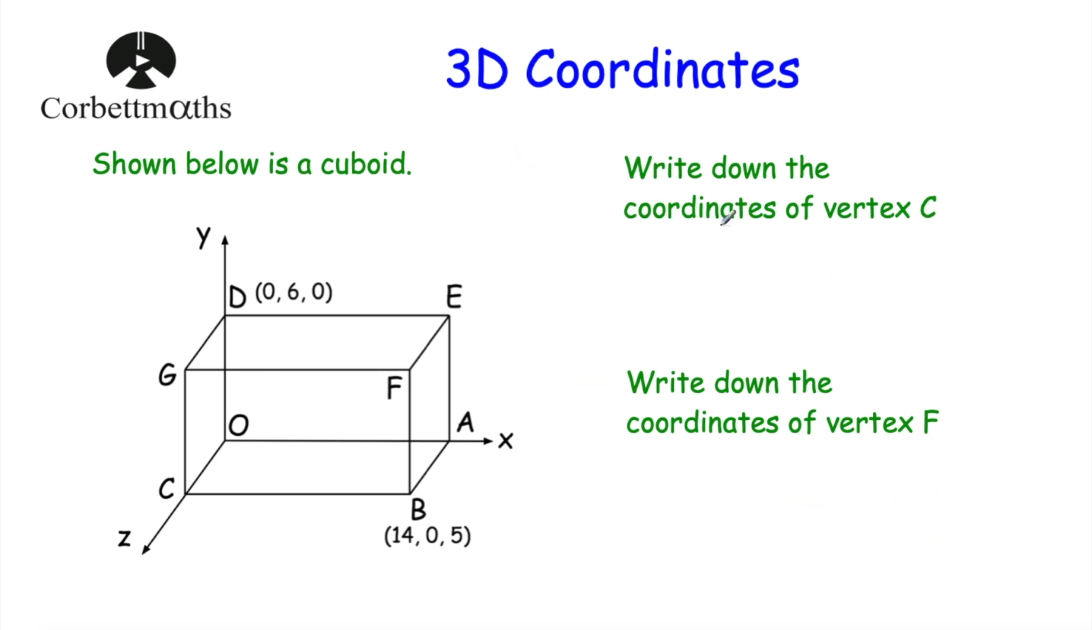We've now been asked to write down the coordinates of vertex C and the coordinates of vertex F, so these two vertices here. So let's have a look at vertex C to begin with. In terms of the x-axis, we're not going out in the x-axis direction, so it's going to be 0 to begin with.